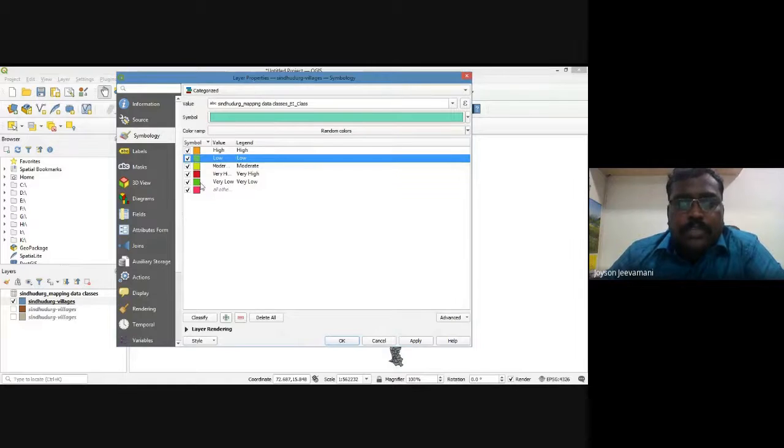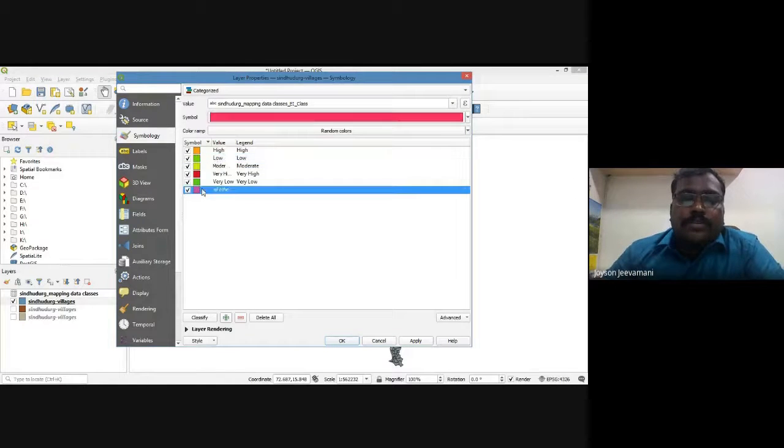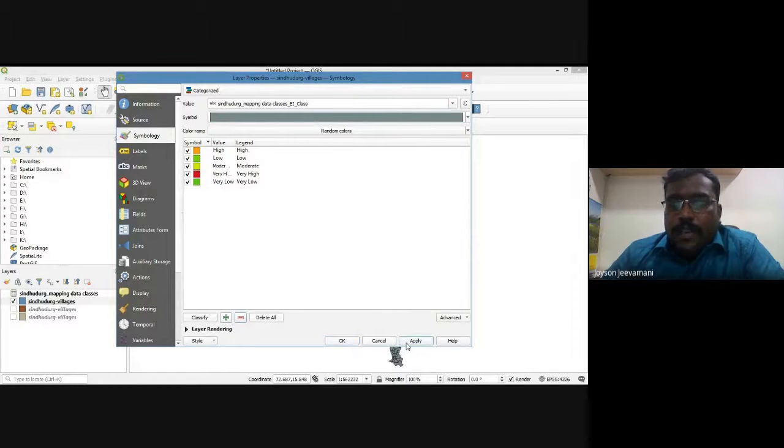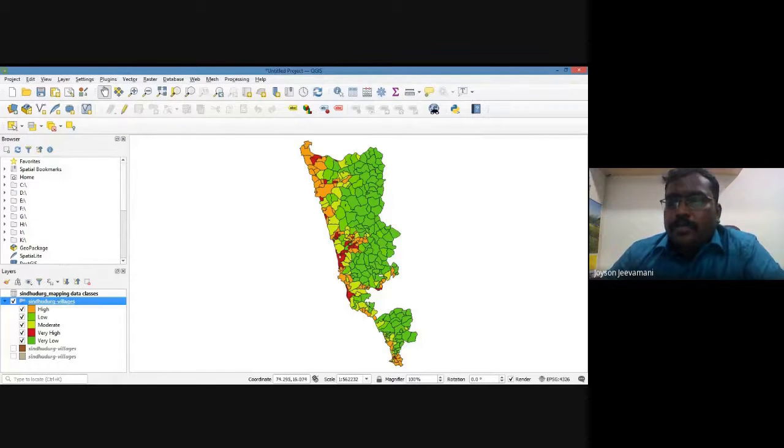So very low, it says thicker. So this is not needed. So we can click on this and we can delete, and we can give apply. So when I click apply and OK, your map will now be colored, and it shows how the exposure index of villages is.